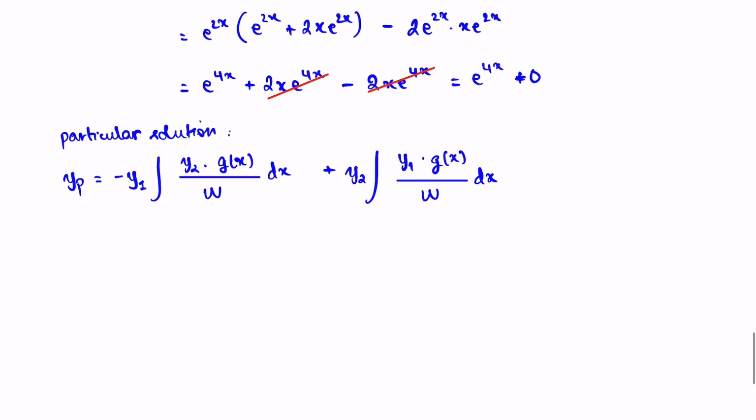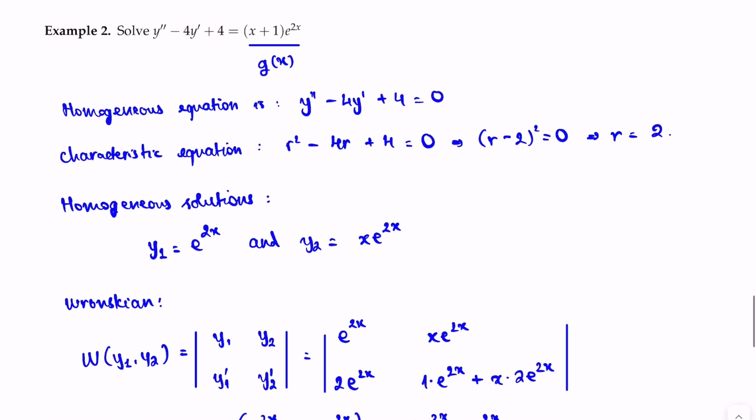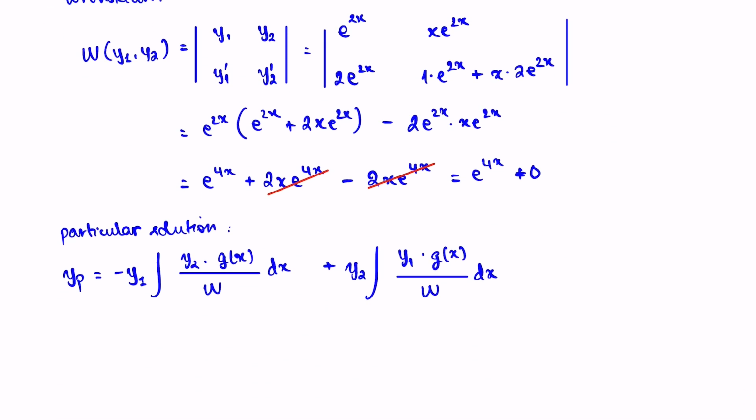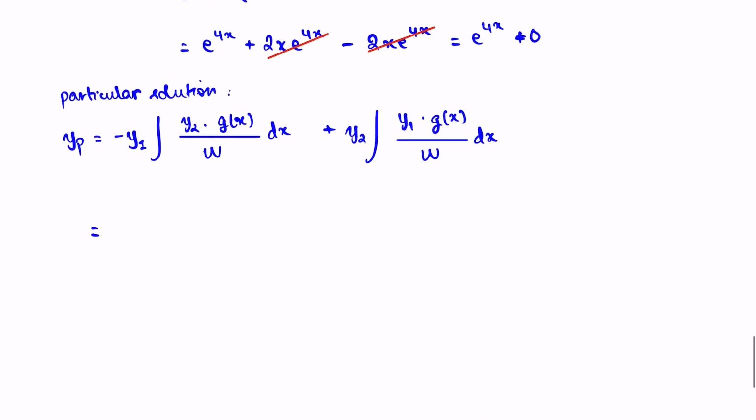So y1 is equal to e to the 2x, y2 is equal to x times e to the 2x. The right hand side is x plus 1 times e to the 2x, and the Wronskian is equal to e to the 4x. So we're going to plug everything into the formula. So y1 is e to the 2x times the integral of y2, which is x times e to the 2x, and g of x is x plus 1 times e to the 2x.